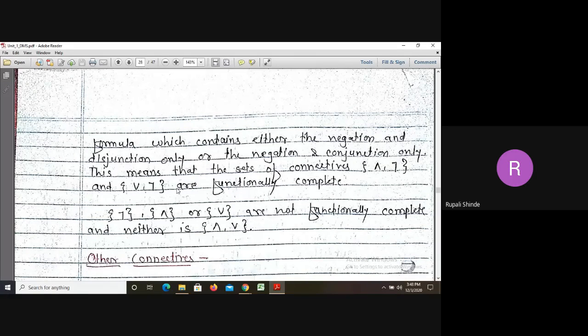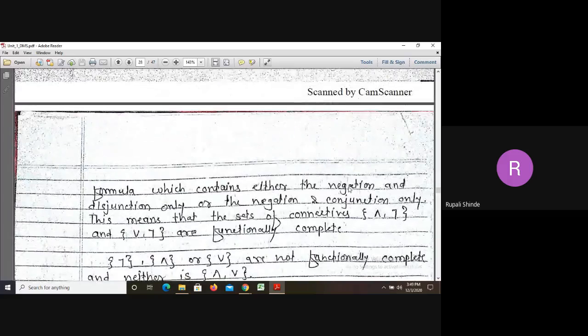And there may be options like and negation, which will be one set. The second will be the set negation, the third will be a set, and the last one will be the set or. So at that time you have to choose the first option, the set and negation. So only these two sets are functionally complete sets of connectives.